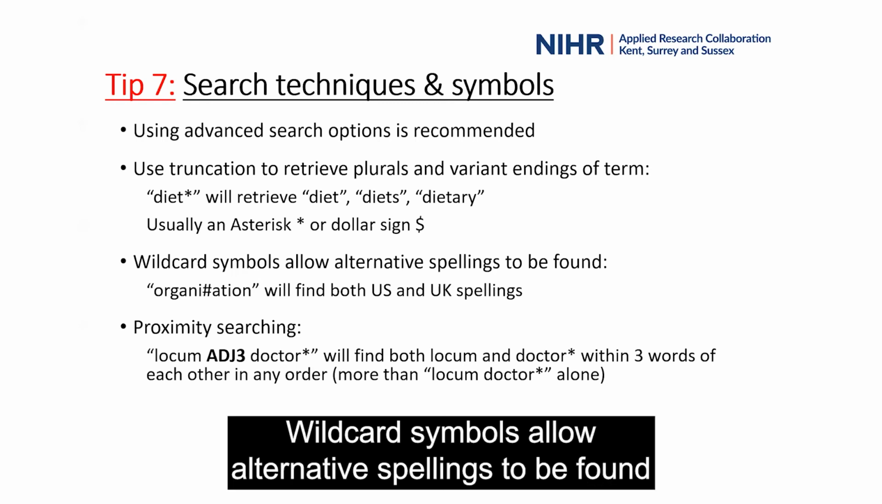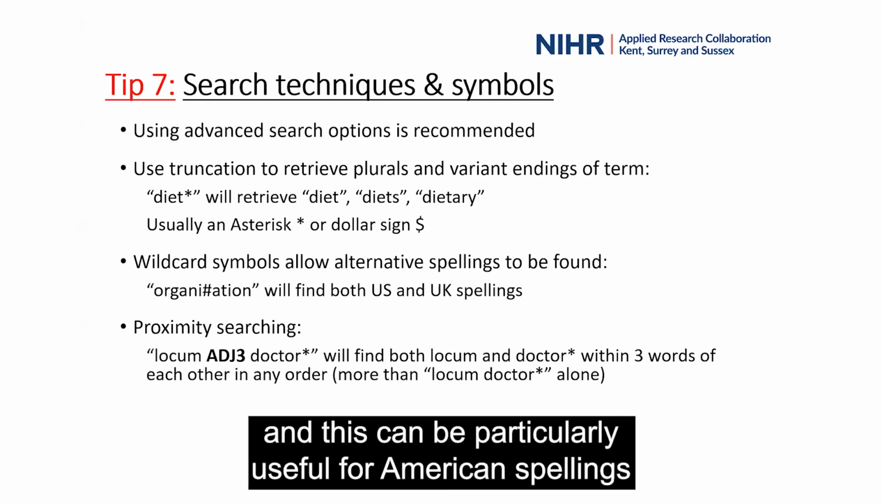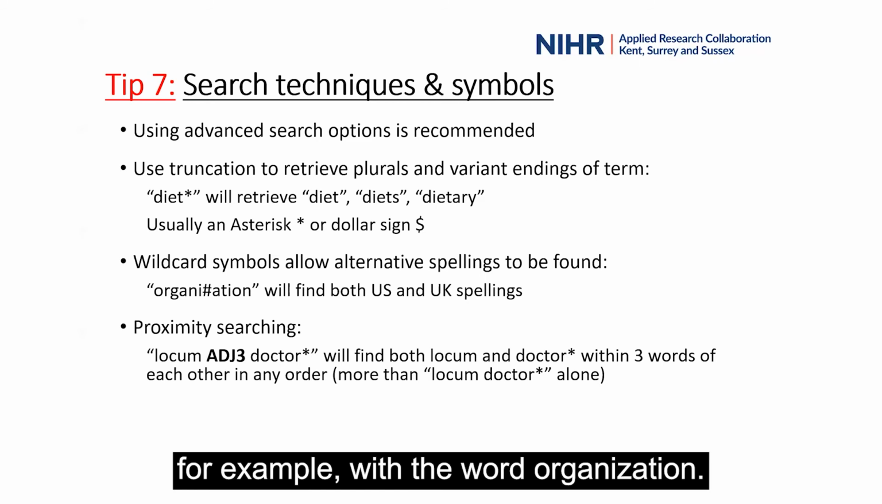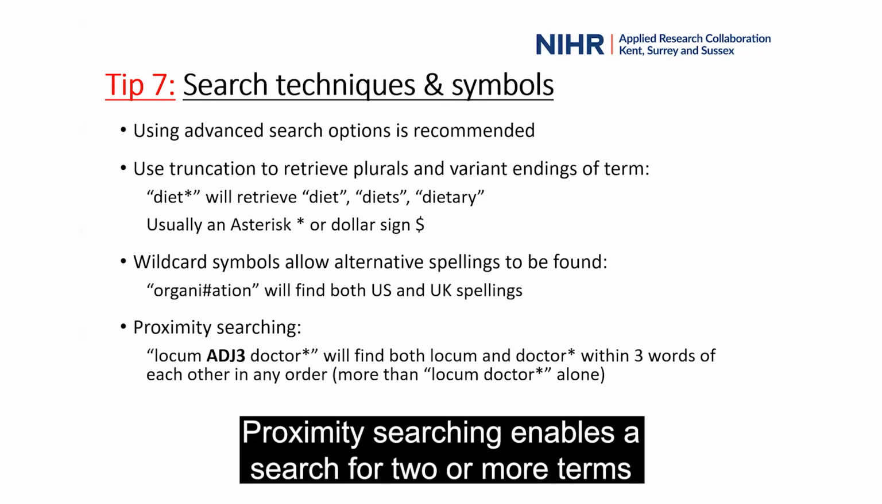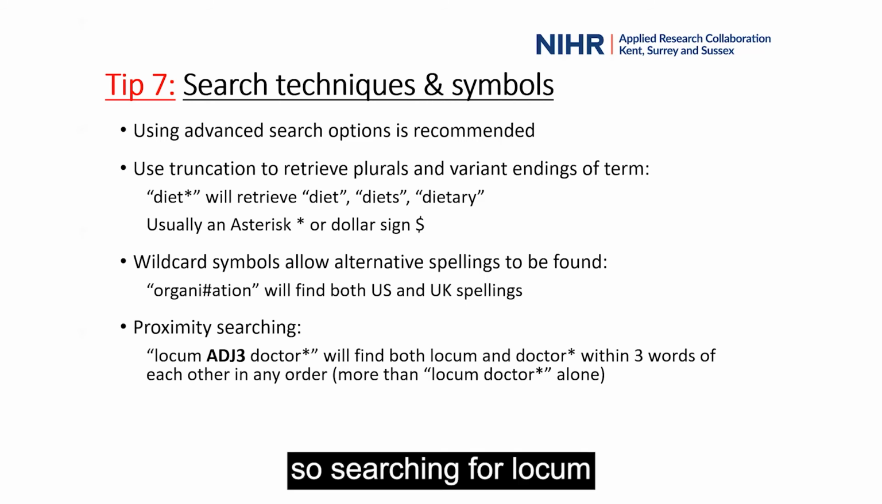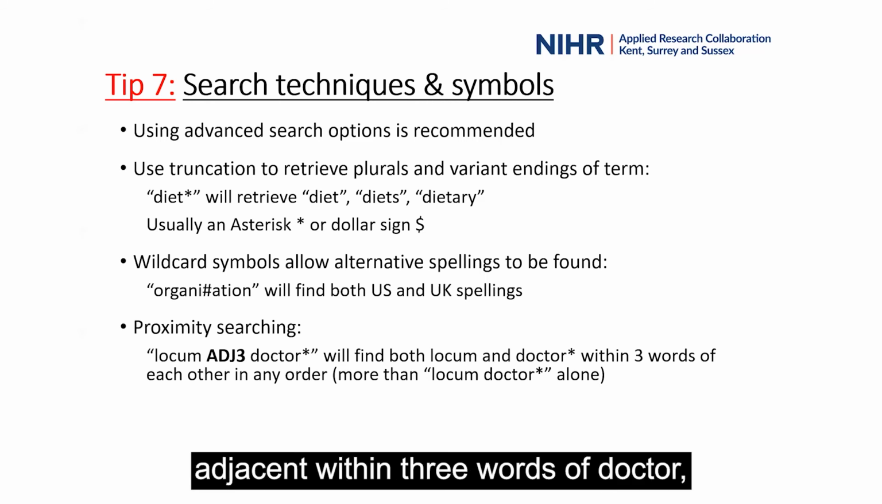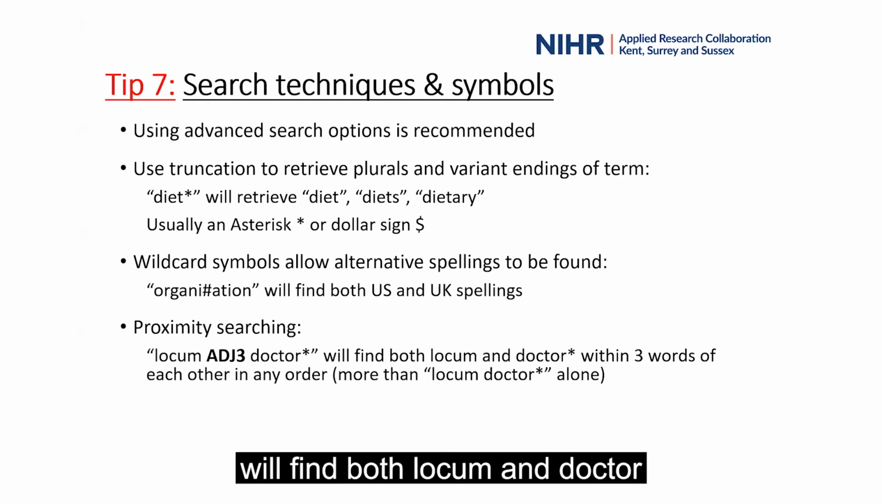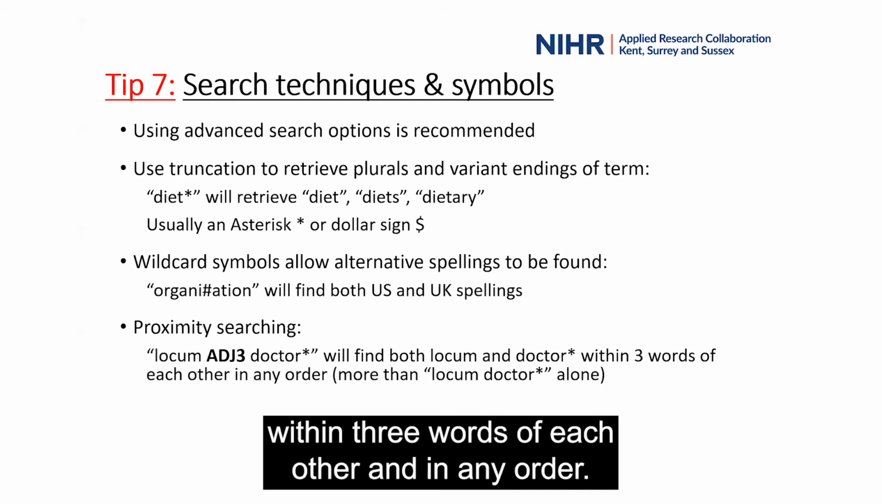Wildcard symbols allow alternative spellings to be found, and this can be particularly useful for American spellings, for example, with the word organization. Proximity searching enables a search for two or more terms that occur within a specified number of words from each other. So searching for locum adjacent within 3 words of doctor will find both locum and doctor within 3 words of each other and in any order.